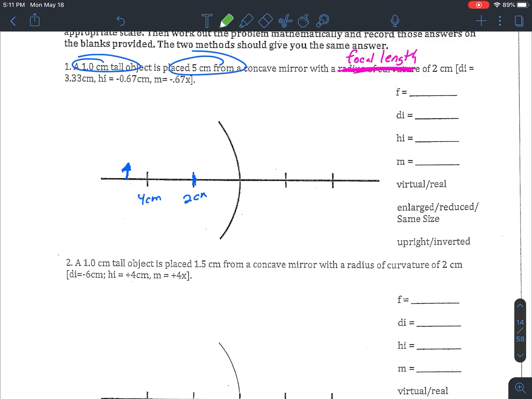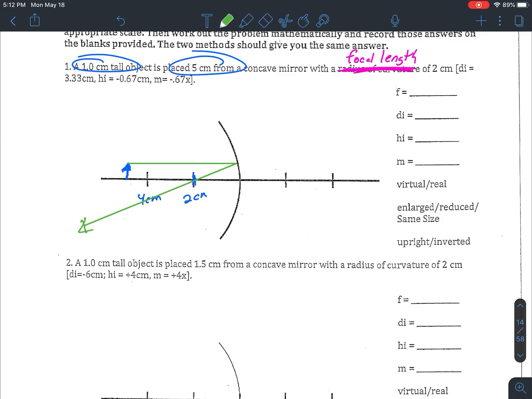So, parallel to focal, 2 centimeters being our focal point. So we go parallel, best we can. We hit our mirror, and the light bounces off and goes through our focal point of 2 centimeters.